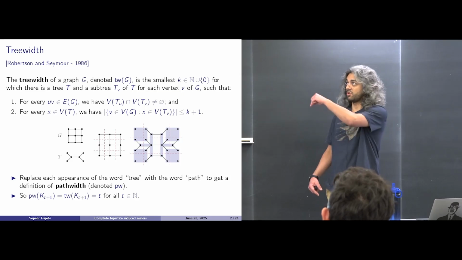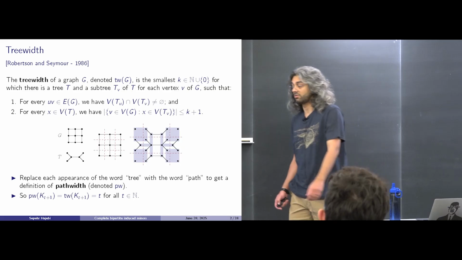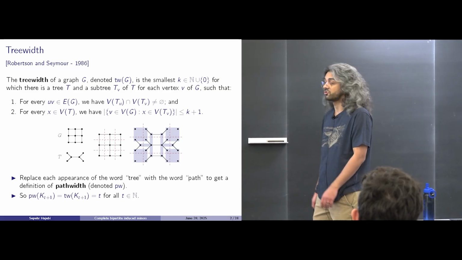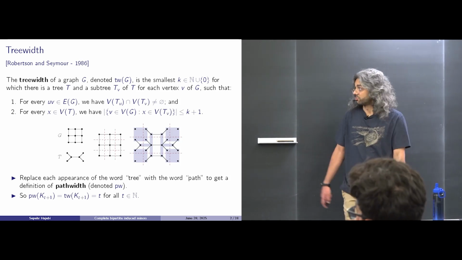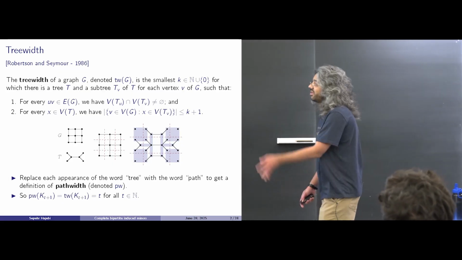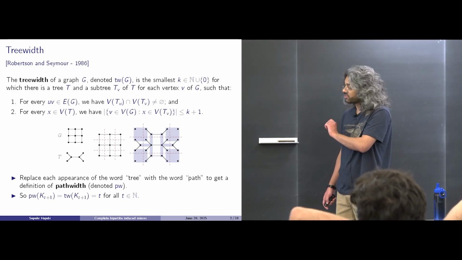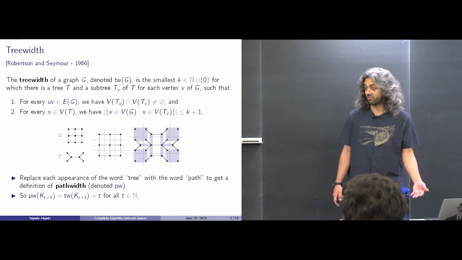And at the same time, each vertex of the underlying tree falls into at most k of your subtrees. I mean, actually you have to say k plus 1 over here because Robertson and Seymour wanted trees to be graphs of treewidth exactly 1 and not 2, but that's the only reason. Right, so that's the definition of treewidth. And if you take this whole slide and replace each appearance of the word tree with the word path, you get the definition of what is called the pathwidth of a graph.